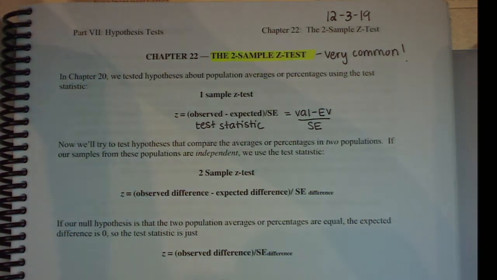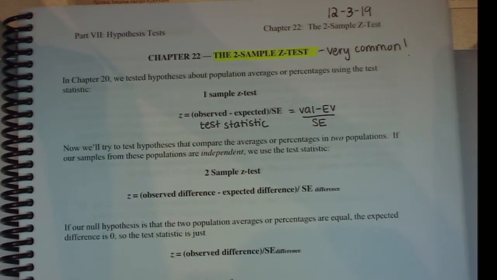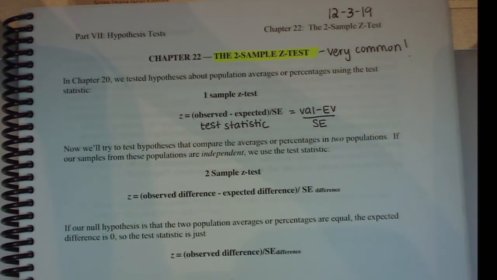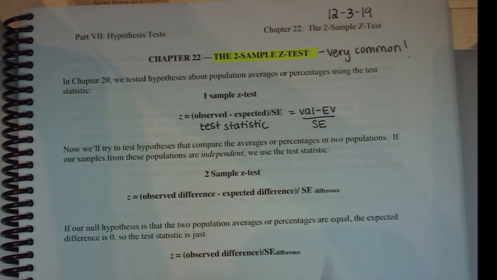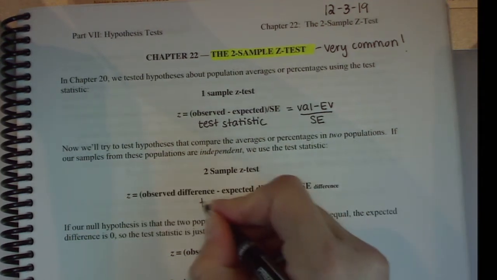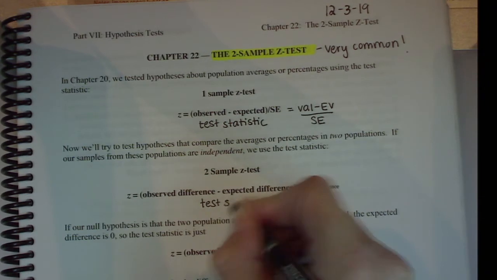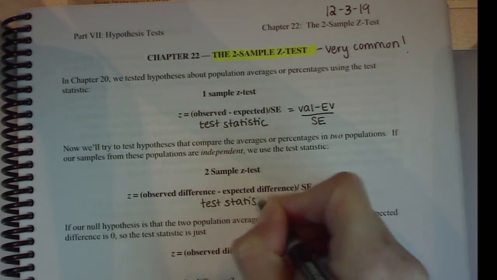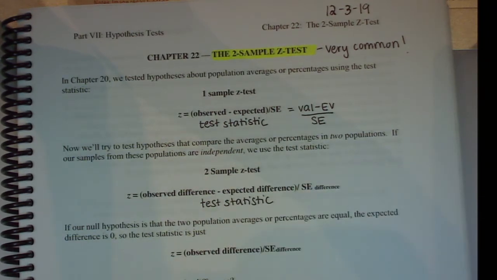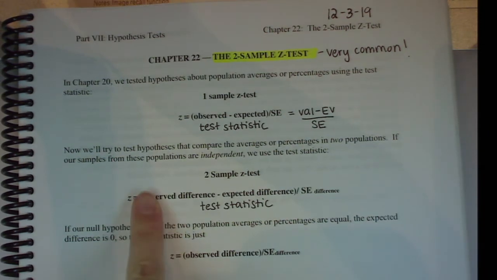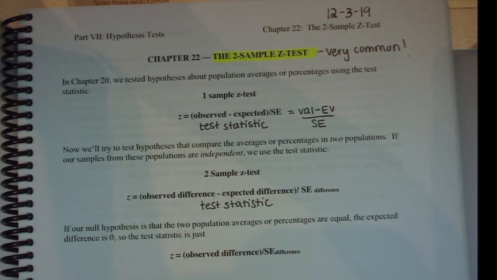We did that. And now for the two sample z-test, you'll see the formula is basically the same. There's just two of everything. So our test statistic is still z because we're still doing a z-test. But now we have two observed values, two expected values, and then two standard errors. So we just have to combine those into one single test statistic.